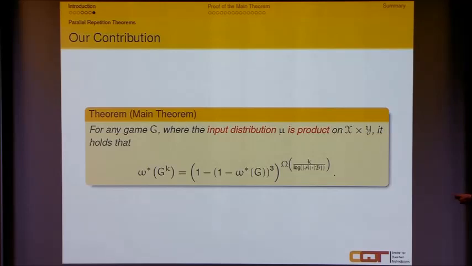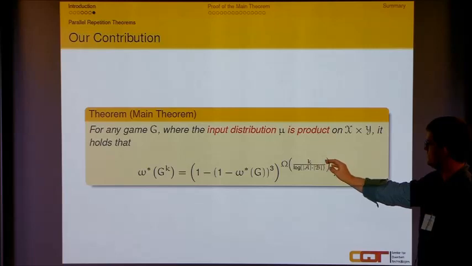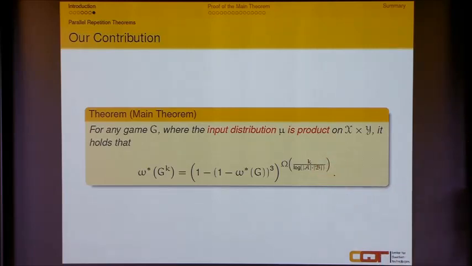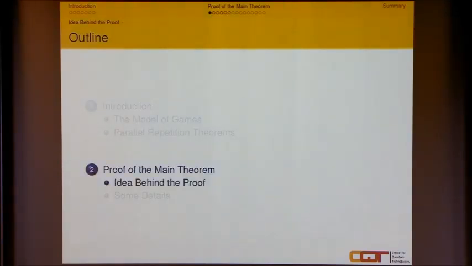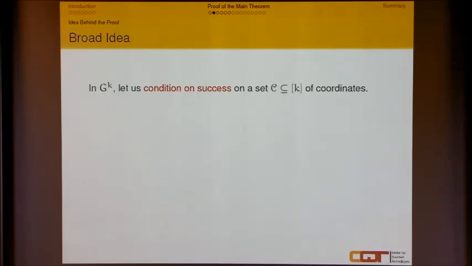For any game G where the input distribution mu is a product across the players, the value of the game goes down exponentially. Note that this exponent only depends on k and the log of the size of the questions. This has the same form of exponent as Raz's parallel repetition theorem for classical games. So maybe I go straight to the proof. During the talk, I will usually say that we condition on success on some coordinates.